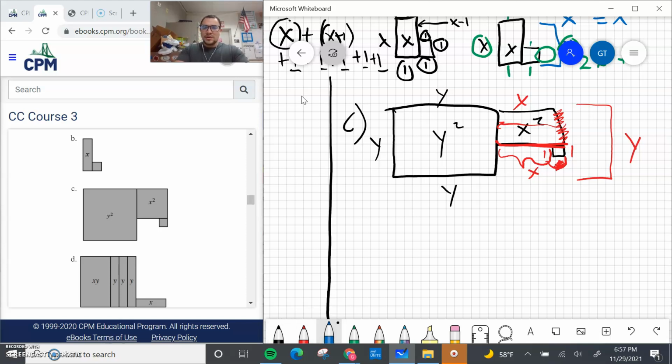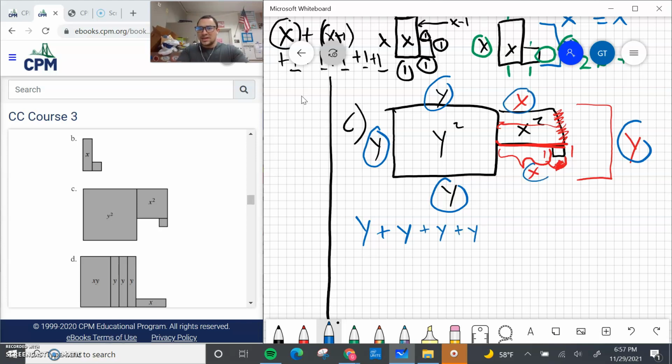So I'm going to go ahead and add them up. So I have my two sides, y and y. So y plus y. Then I have the top and the bottom plus y plus y. And then I have x on top and the x on bottom plus x plus x. And then I have two 1's, plus 1 plus 1. Add them all up. That's 4y, because I have 4 groups of y.